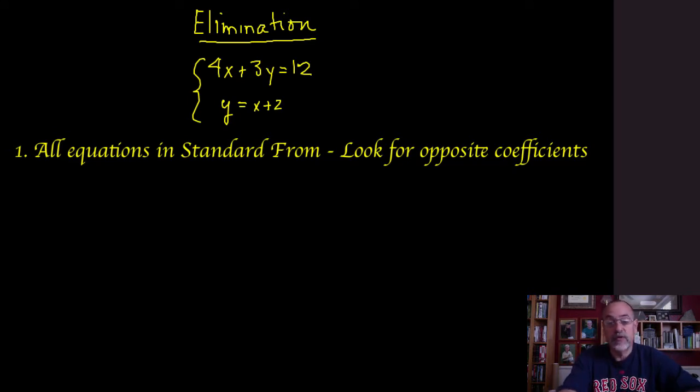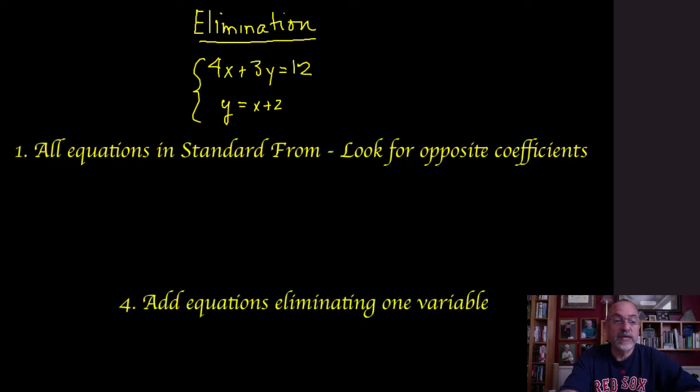So then we'll be able to see whether we have opposite coefficients or not. If we have opposite coefficients, we can go right to the last step, and that is to add those equations together. In doing so, the variables that have opposite coefficients will be eliminated, and we'll be able to determine the value of the variable that's left.